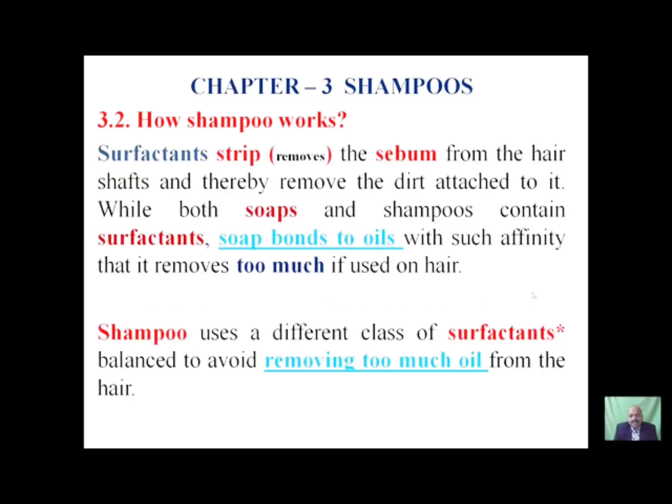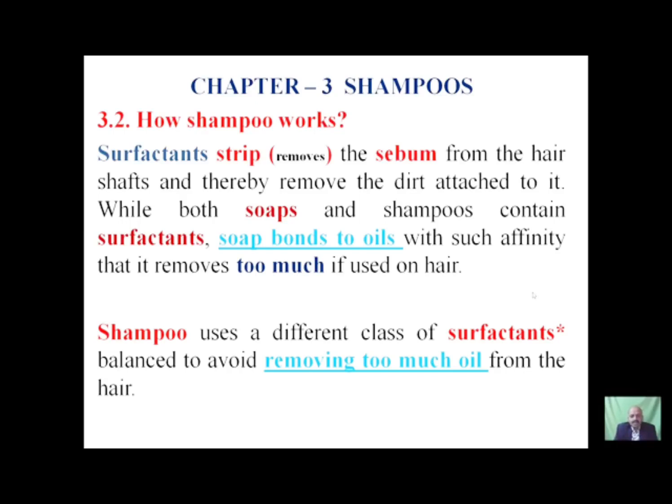And we can see here, surfactants strip or remove the sebum from the hair shafts, and therefore we can say they remove the dirt attached to it. While both soaps and shampoos contain surfactants, soap bonds to oils with such affinity that it removes too much if used on hair. Here, the surfactants present in the shampoo, along with the soap action, remove the sebum oil to some extent, because the sebum attracts dirt particles also, which causes itching or other allergic conditions.